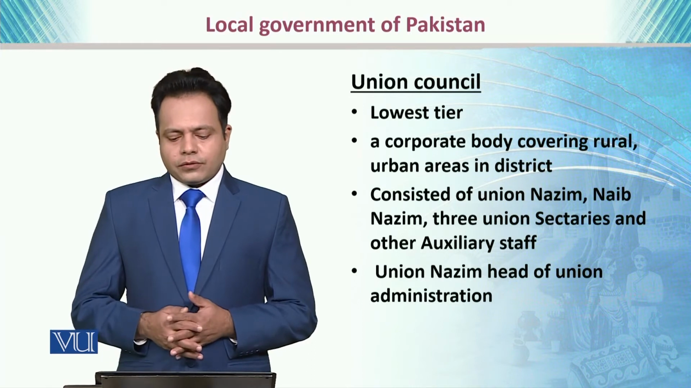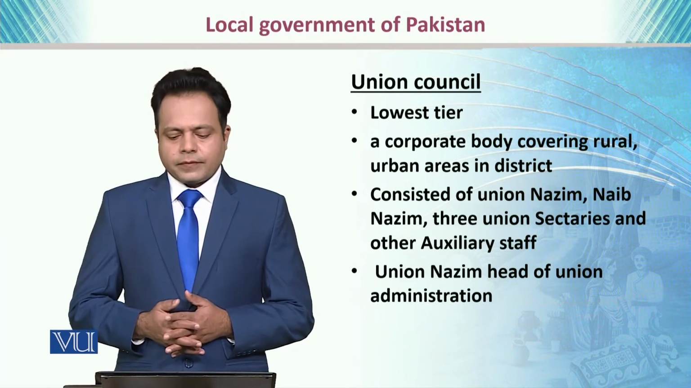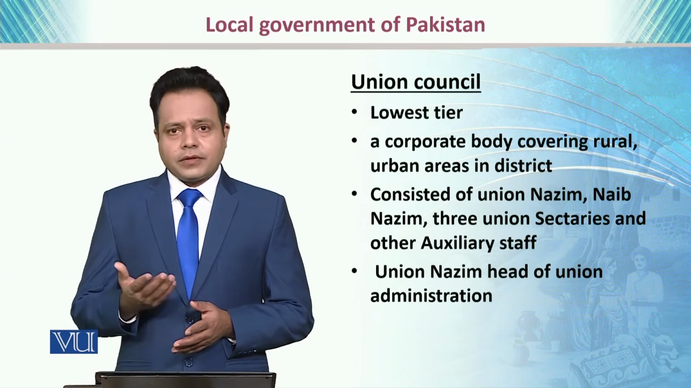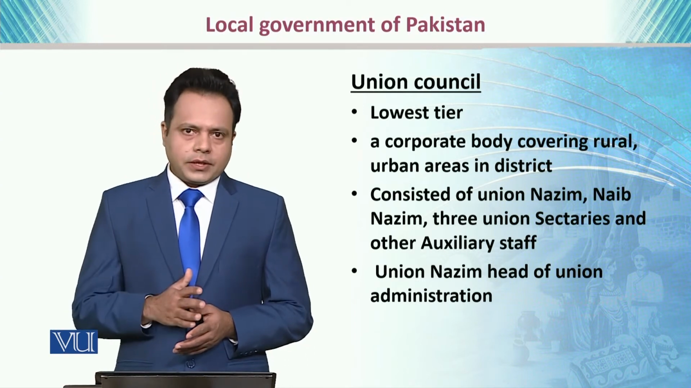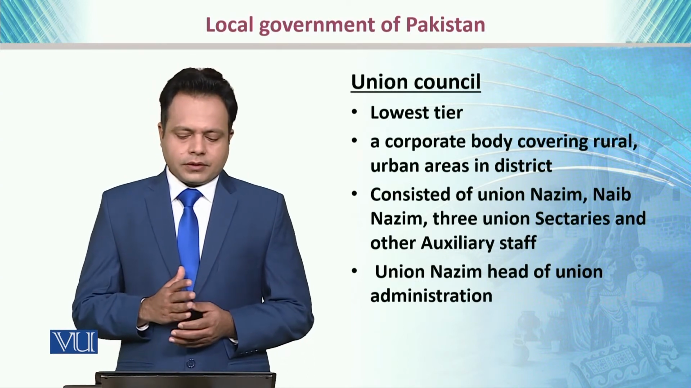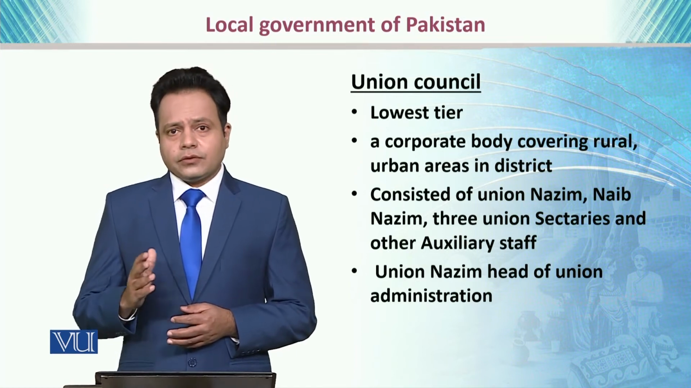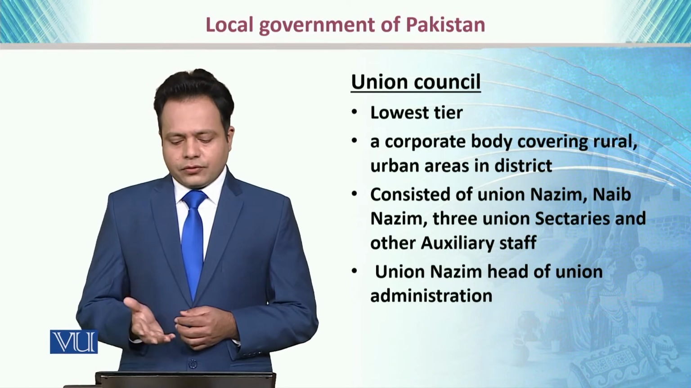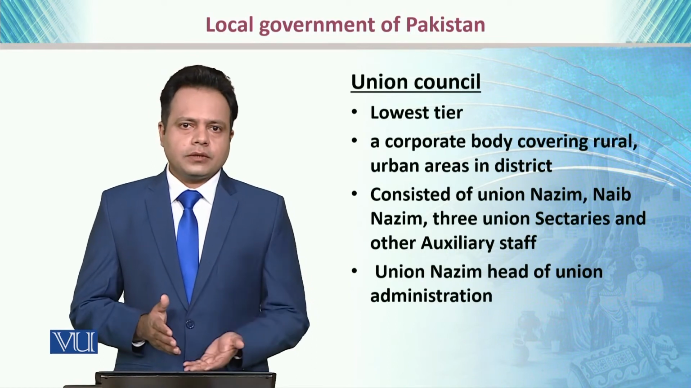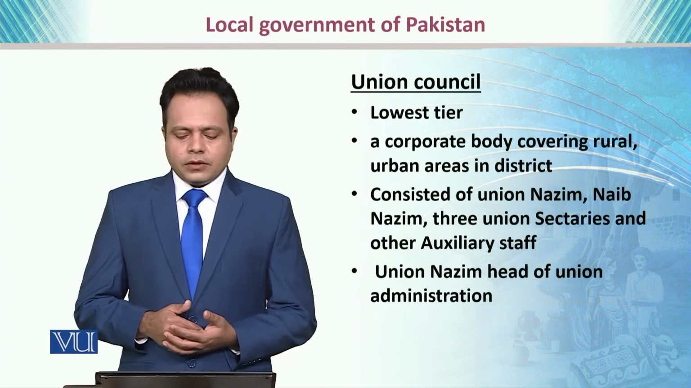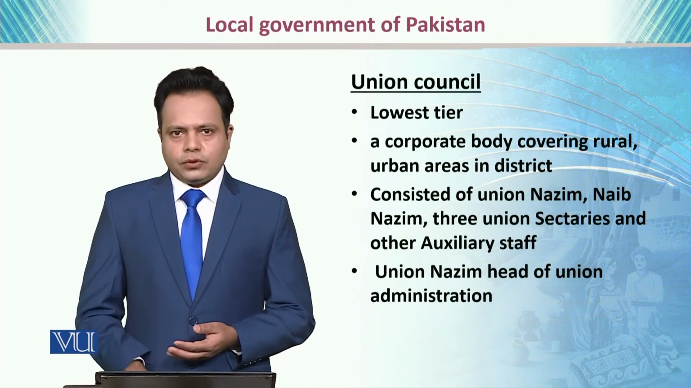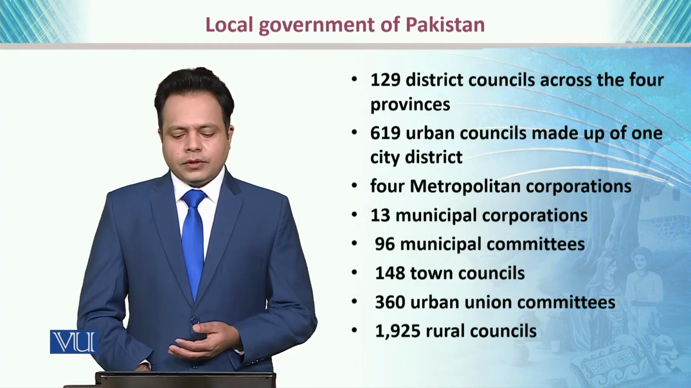And union council is the lowest tier. It's a corporate body covering the rural as well as urban areas in the district. It consists of the union nazim, naib union nazim, 3 union secretaries, and also other auxiliary staff. So the union nazim is the head of the union administration.